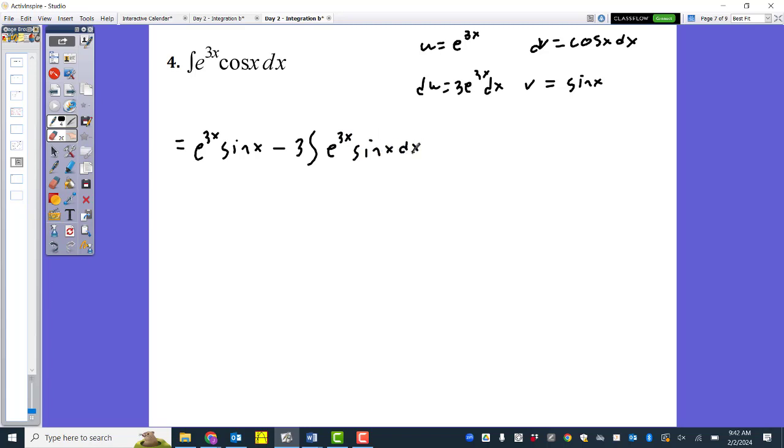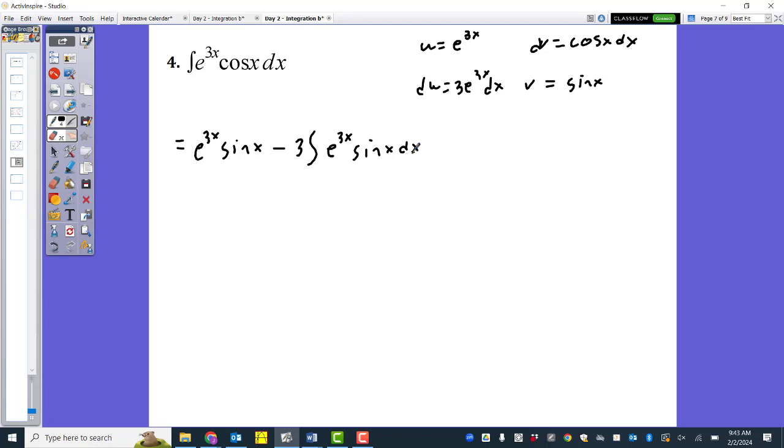Now, if you're really forward thinking, you've probably already caught on to the issue here. We're going to have to do it again, but nothing's getting simpler. Going with the last rule, we said we should stop and go back, but switching what we picked for u and dv isn't going to change this. We're still going to end up with an e to the 3x and some trig function in the problem. Doesn't matter which one we're integrating or taking the derivative of. So this one's going to require something special. Every time we see e to the x times a cosine or a sine, we're going to have to do this.